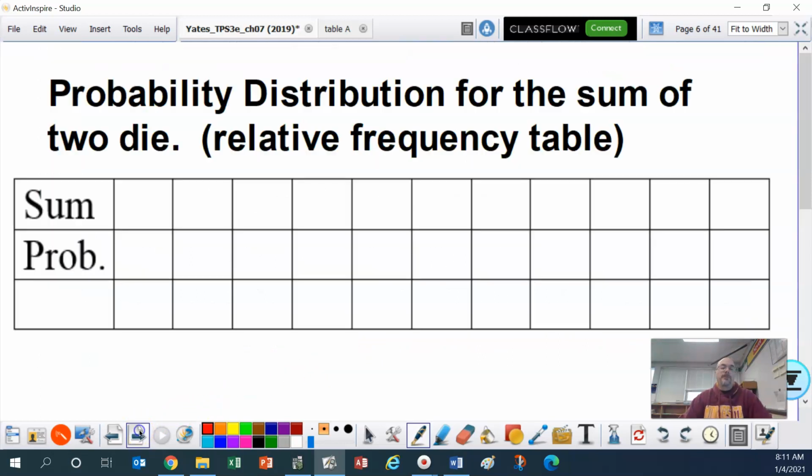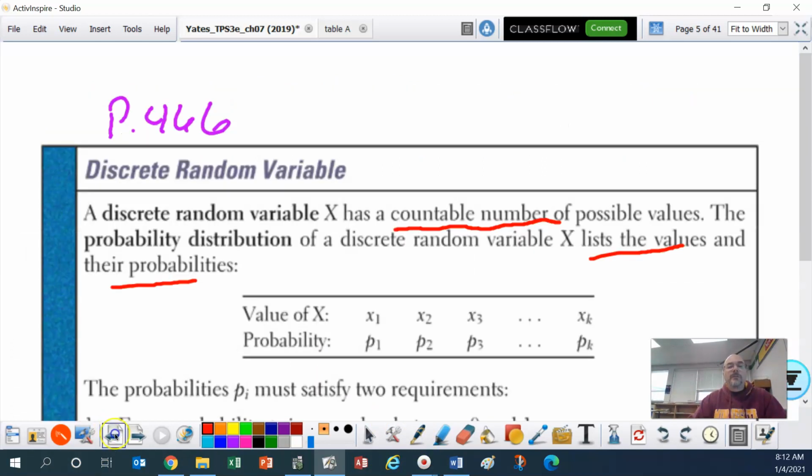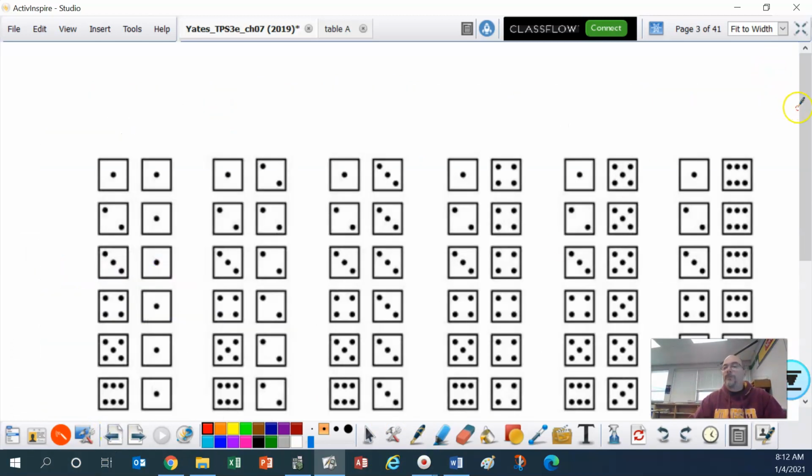So let's take a look. The probability distribution for the sum of two dice, this is the relative frequency. Remember, relative frequency is the probability. If you think about a die, let me go back to this picture here for a second. We're talking about the sum, right?